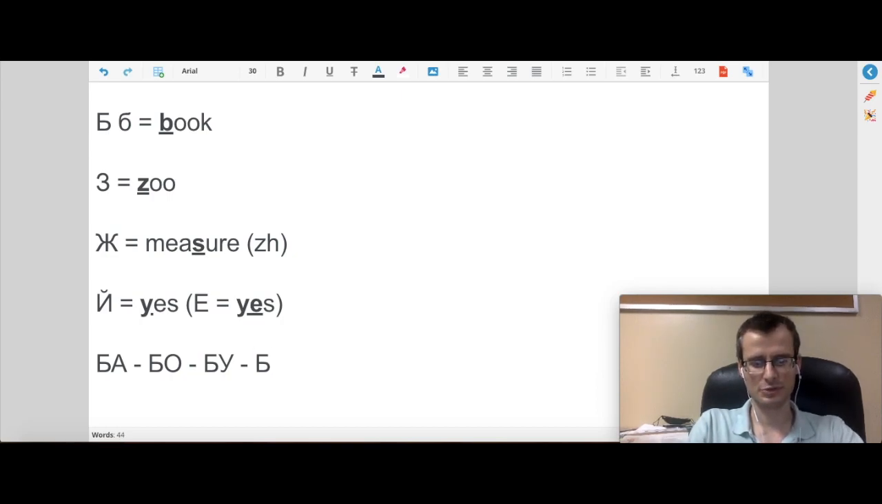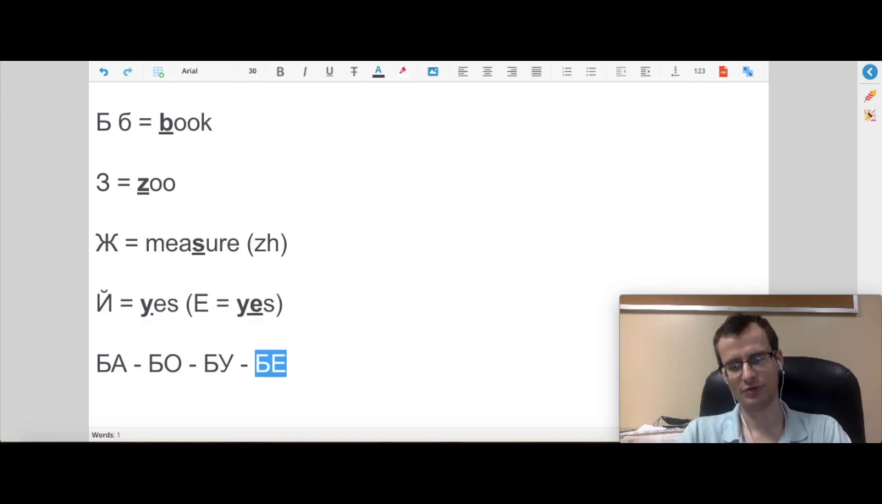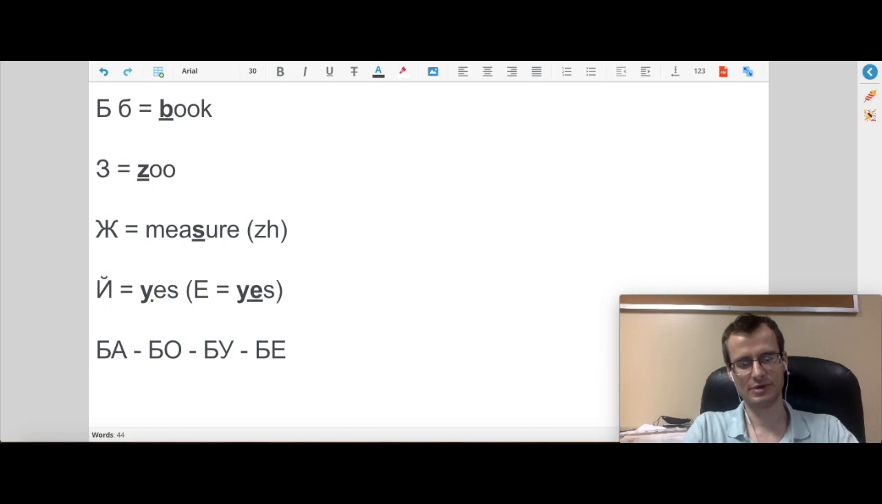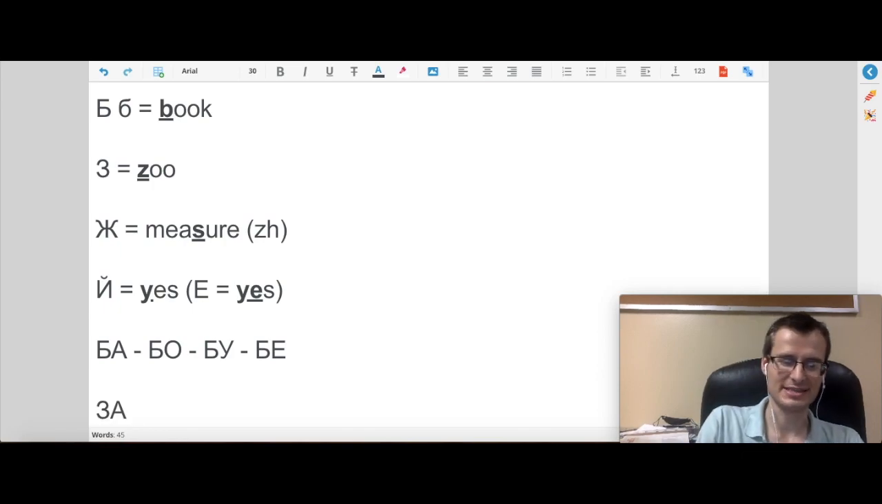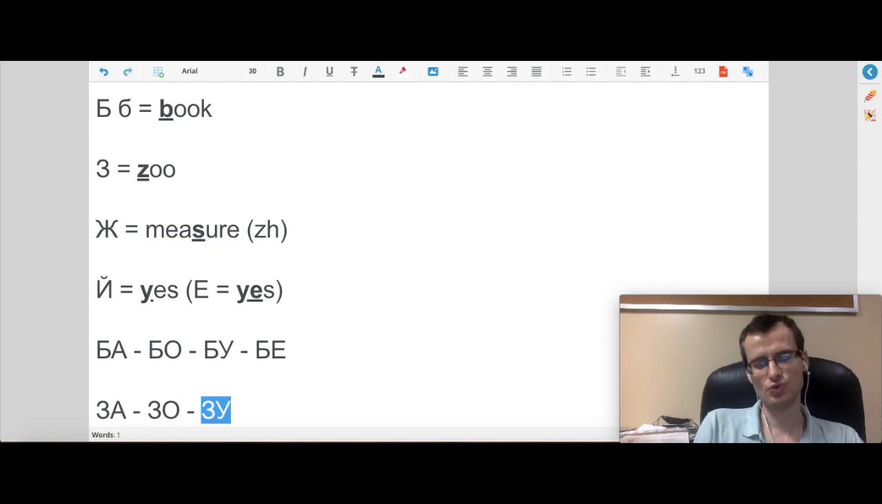And this one. All right, this one is beer. Beer. Perfect. Okay, let's do same with letter Z. So together, za, zo, zu, and ze. All right.